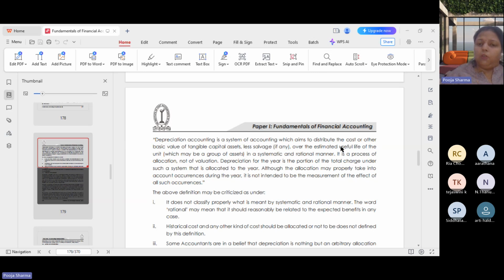Depreciation accounting is a system of accounting which aims to distribute the cost or the basic value of tangible assets over its useful life, less salvage value. Salvage value is the scrap value, which may be zero or negligible. Let's take an example. A company, ABC Limited, has purchased a machinery for rupees 1 lakh, having its useful life 8 years with a scrap value of 20,000. So we will calculate depreciation as cost minus residual value divided by its estimated life. This is the amount of depreciation.